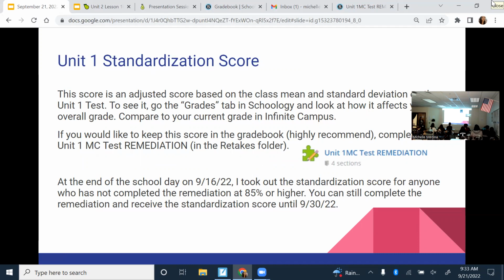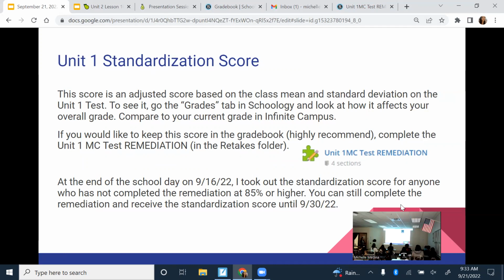Pretty soon, I'm going to stop reminding you about this, that this is basically a way to boost your score. And it is by completing this remediation assignment. I know some of you have completed it since the last time we talked about it and are getting those entered and adjusted. But even if you come and do test corrections or come and do a retake, I will still also adjust the score for you. So there's plenty of ways to improve from your Unit 1 test score.